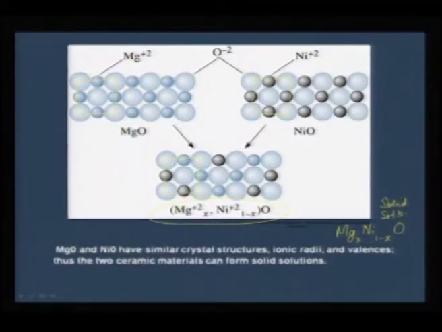Suppose nickel oxide is a different class and magnesium oxide is a different class, suppose this is FCC and this is not FCC. Then this is not possible, but fortunately both are the same, therefore we can call this as FCC. So, because of the structural similarity, it is possible to make a solid solution of magnesium nickel oxide.